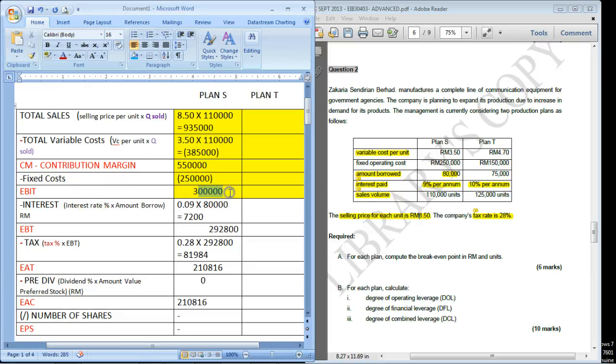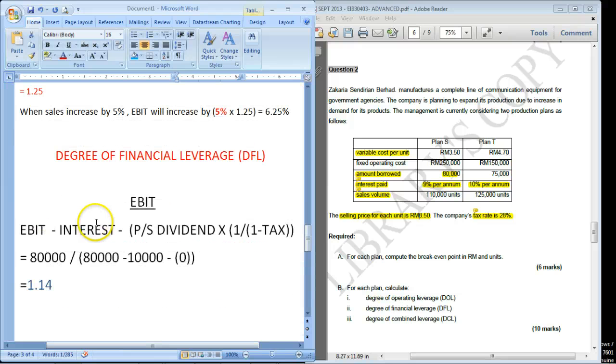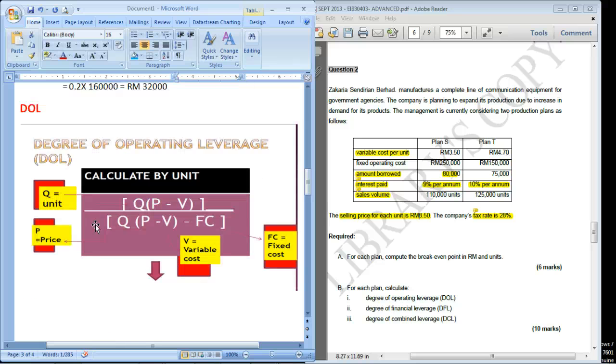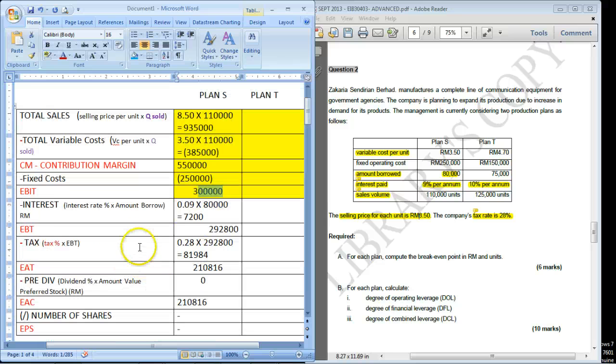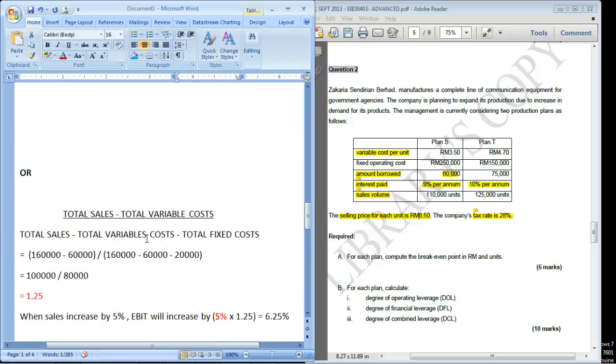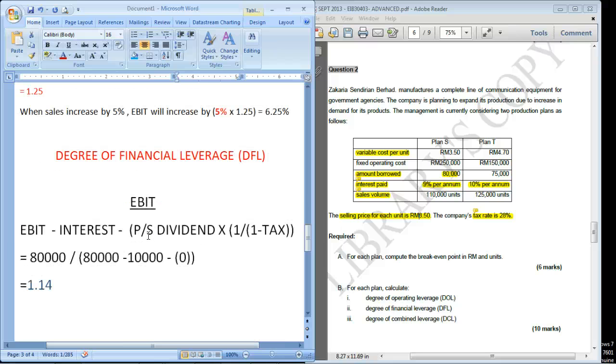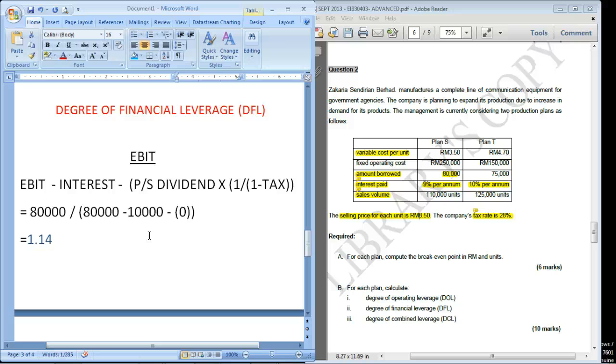EBIT, you get your answer ready, divided by EBIT minus interest, just now. You see? So the information you can get from your first step is to construct the income statement. For others, I allow you to use both formulas. For DFL, you are not allowed to use both.